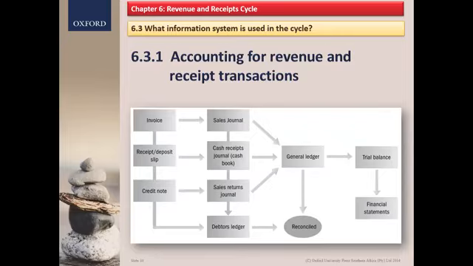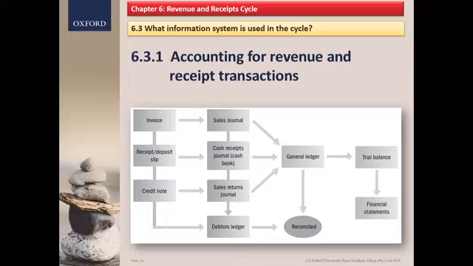6.3.1 deals with accounting for revenue and receipts and receipt transaction. So this diagram actually depicts what activity is happening under accounting for revenue and receipt transaction. For instance, we're looking at an invoice. An invoice will go to sales journal to record sales, and sales journal then to your cash receipts journal. If it's cash receipts, like number 2, cash receipts, then it goes there.